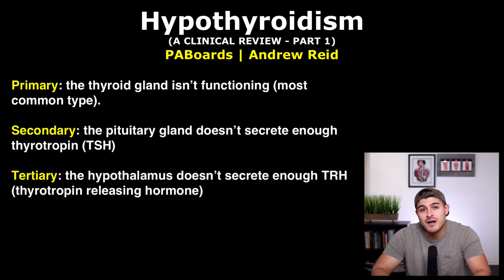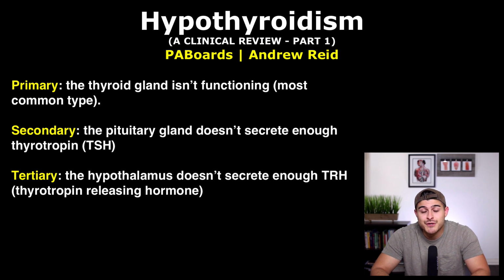Now, the most common cause worldwide is going to be iodine deficiency. However, we don't have that problem here in the United States, and therefore the most common etiology in the US is going to be autoimmune dysfunction. This is also termed Hashimoto's disease. So overall, worldwide, we're looking at iodine deficiency. In the United States, we're looking at Hashimoto's disease.